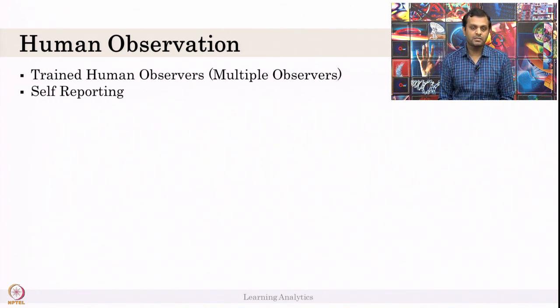The other way is self-reporting, where the person reports their emotions by observing their own facial expressions. How to do that, we will see. Or you can have a questionnaire asking, how are you feeling now, and they say I'm feeling bored or confused, selecting their own options. That is a way you can think of.